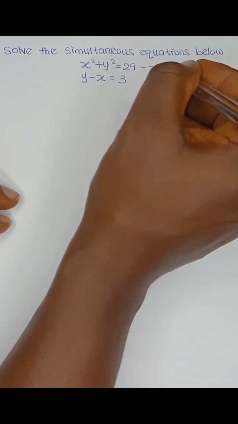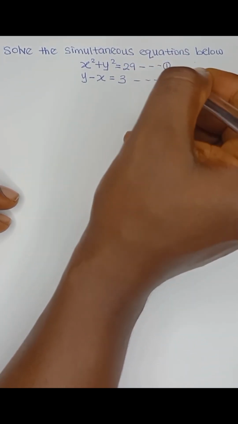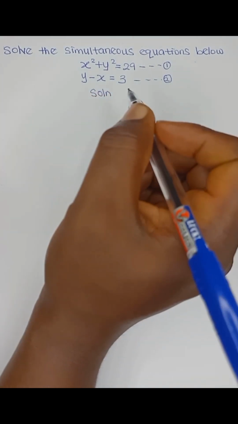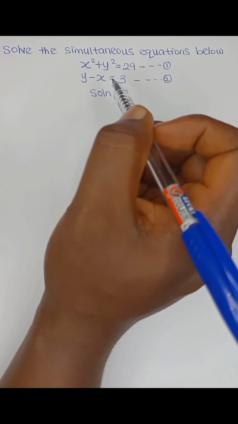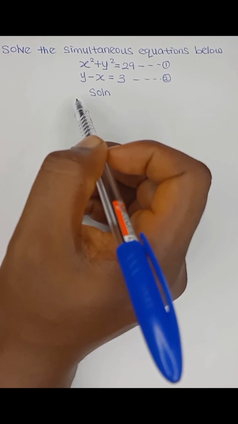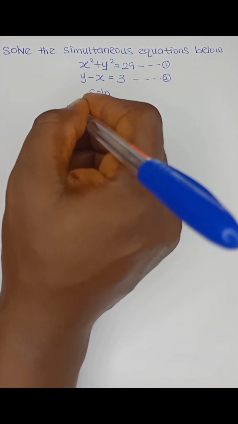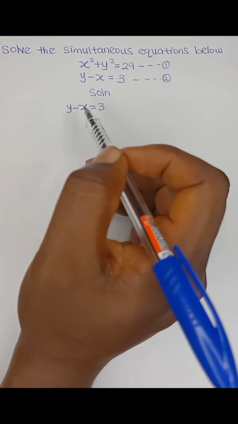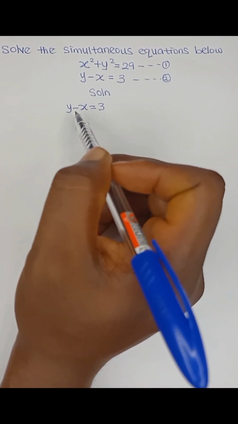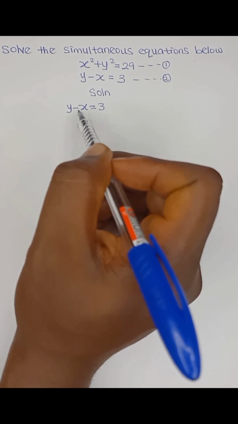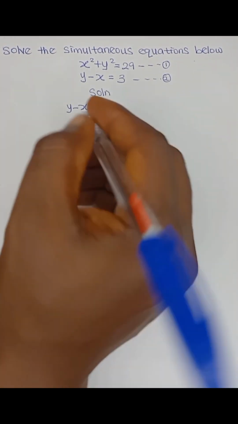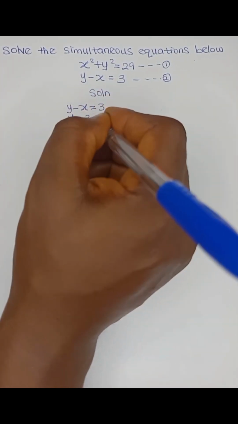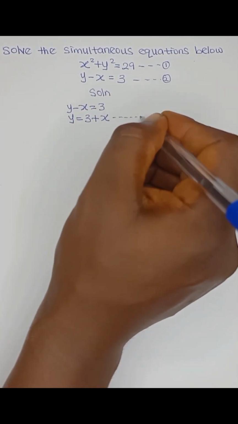Let's call this equation 1 and this equation 2. Solution. Since equation 2 has an exponent of 1, it is better to make one of the two variables the subject of the formula in equation 2 and then substitute into equation 1. So let's make y the subject of equation 2. We have y minus x is equal to 3. For y to be the subject, y has to be alone on the left. Therefore, we move minus x to the right, and it turns to positive x. So this gives us y is equal to 3 plus x, and let's call this equation 3.